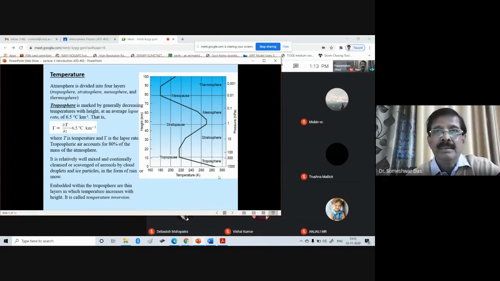As it goes up, the balloon starts expanding because the pressure decreases with height. By the time it reaches about the tropopause, or sometimes exceeds it, if the quality of the rubber is good, it can go up to about 30 or 35 kilometers. That's how we measure the profiles of temperature, moisture, wind speed and wind direction every day, by launching this balloon.